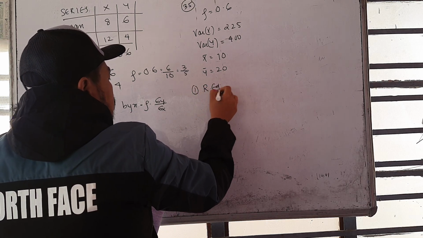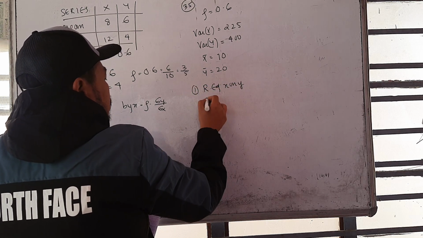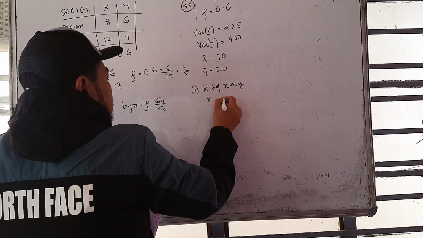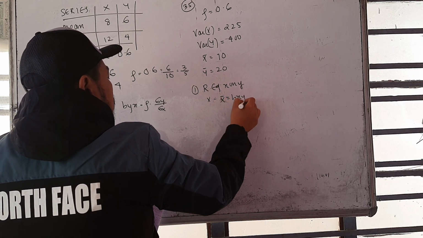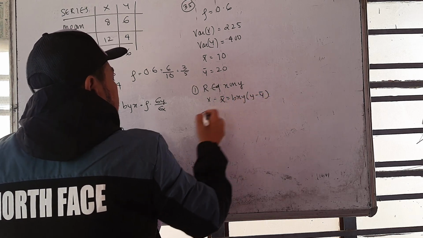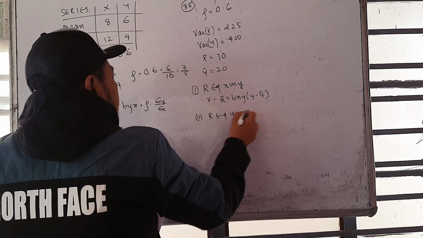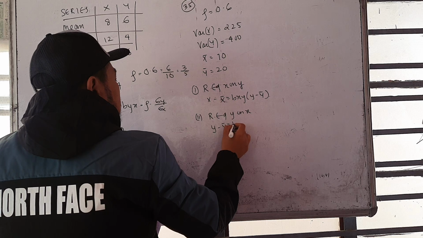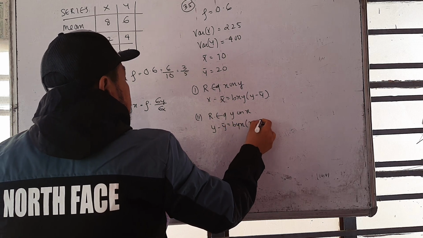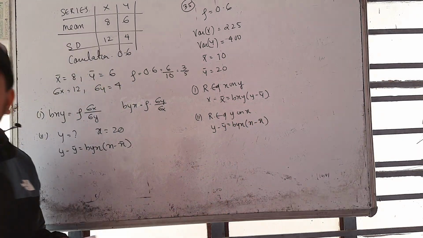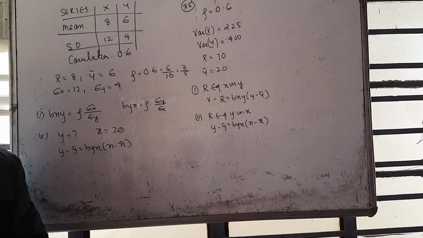So the regression equation of x on y. What is the formula, everyone? X minus x bar equals bxy into y minus y bar. And tell me what is the regression equation of y on x. Y minus y bar equals byx into x minus x bar. So in this, what is the problem out here? Can anyone identify what the problem is? Variance instead of standard deviation.